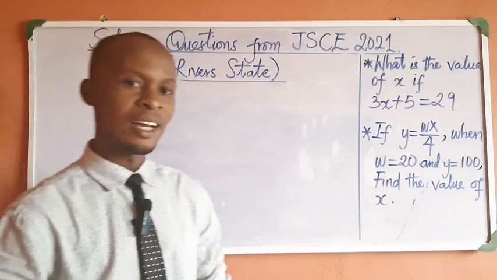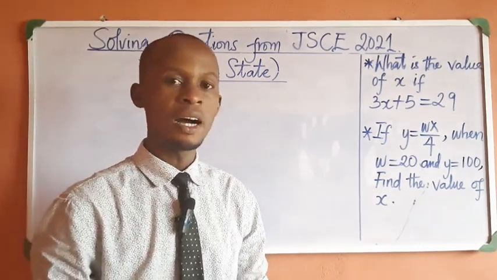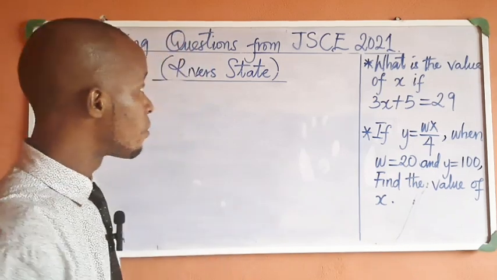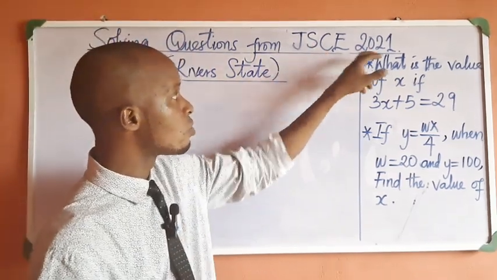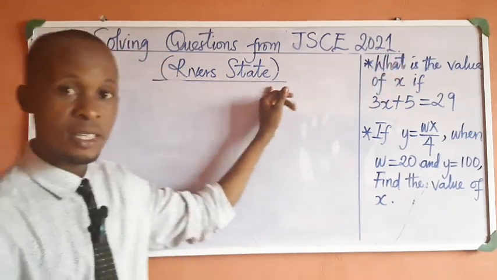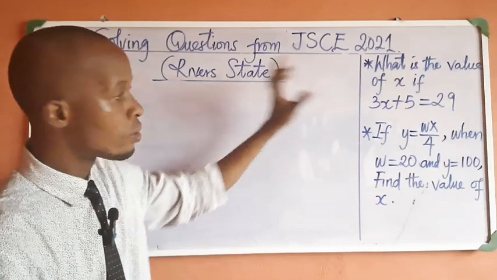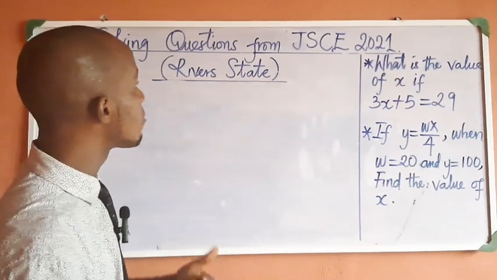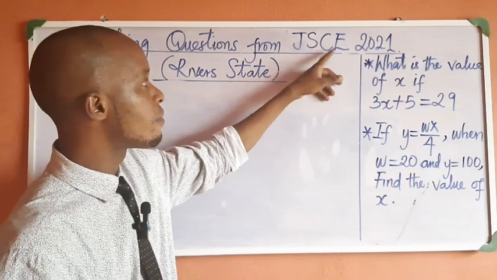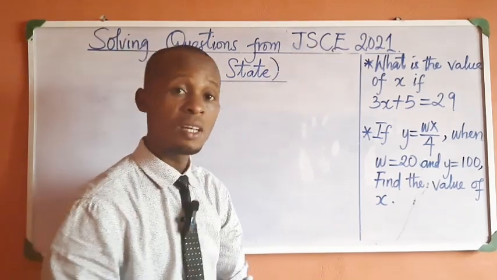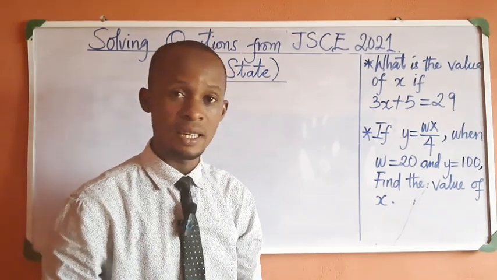Okay, in this class, I want us to solve two questions which I extracted from the Junior School Certificate Examination 2021 in Rivers State. These two questions I listed here, which I want us to solve, I extracted them from the Junior School Certificate Examination, which of course is called the Basic Education Certificate Examination.